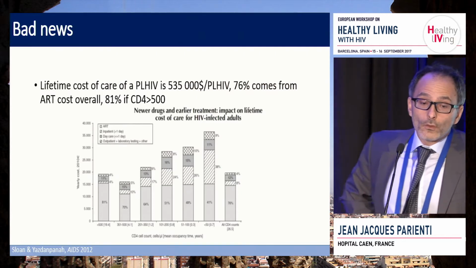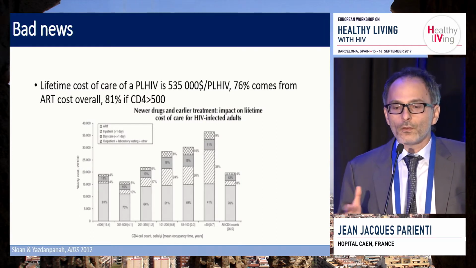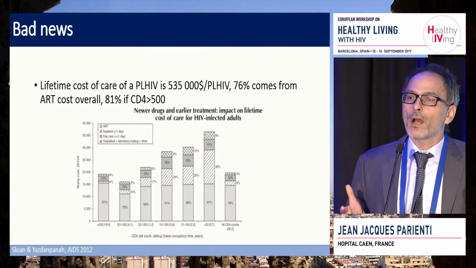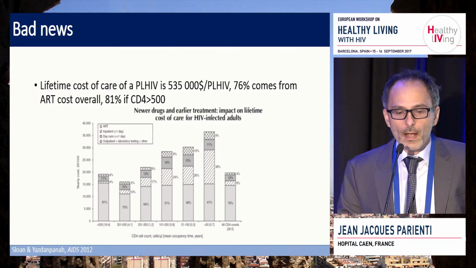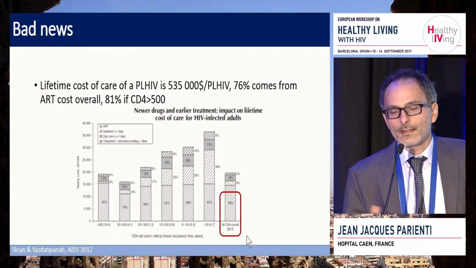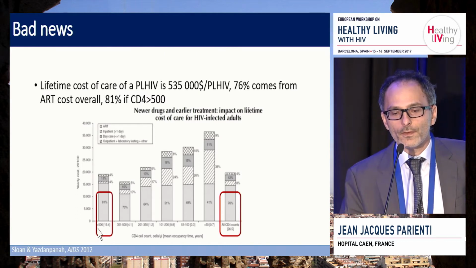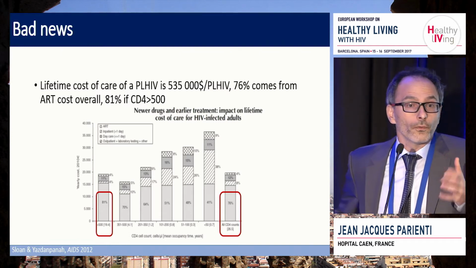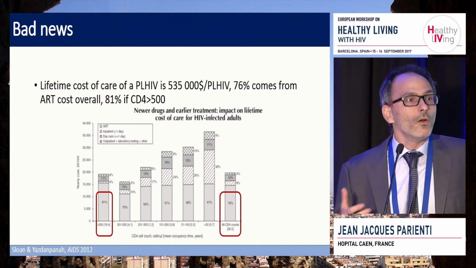So after the good news, there is the bad news, and the bad news is that the cost of treating a patient for his life is about $500,000, and as we say, 3/4 of this price comes from the antiretroviral treatment. In this study published by the group of Yazdan-Panah 5 years ago, you can see that it's 76% overall, but if you look at the highest level of CD4 cells, it's even more. And as you know, as there's no threshold for starting treatment, this proportion of cost is about to increase as we treat patients sooner.